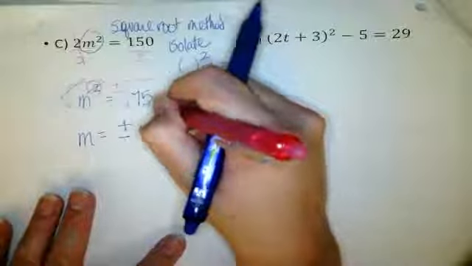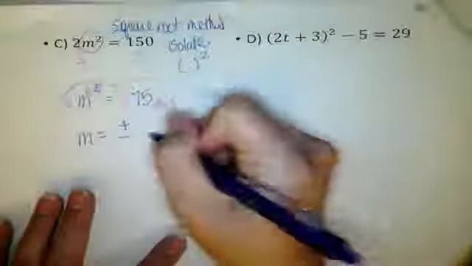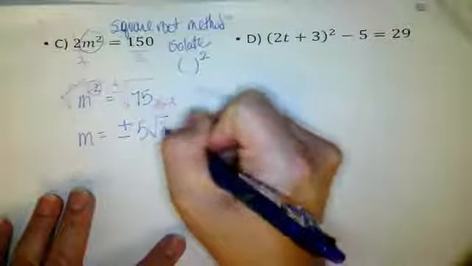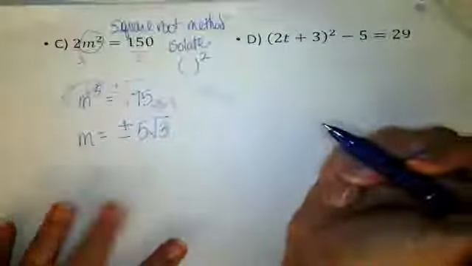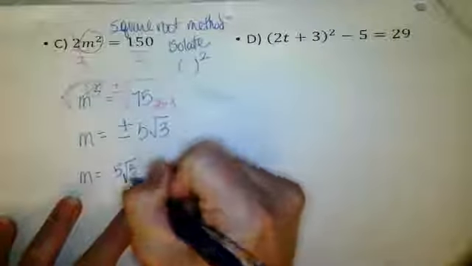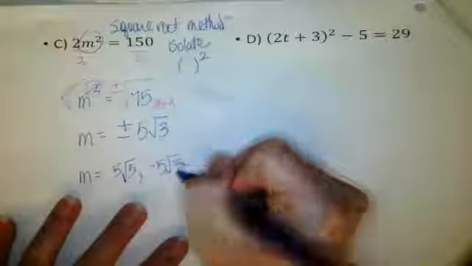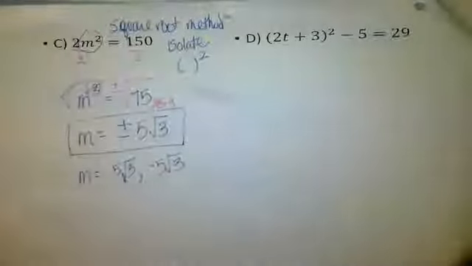Break apart 75 for me. 25 times 3. And simplify the radical. 5 radical 3. Very good. The square root of 25 is 5. We can't do the square root of 3. So we have 2 answers: 5 radical 3 and negative 5 radical 3. If you want to leave them just like this, that is perfectly acceptable.